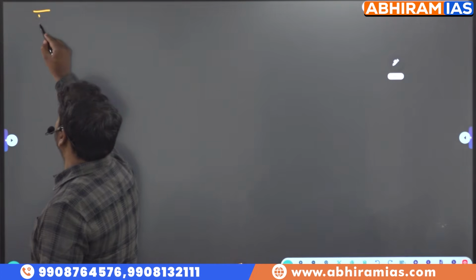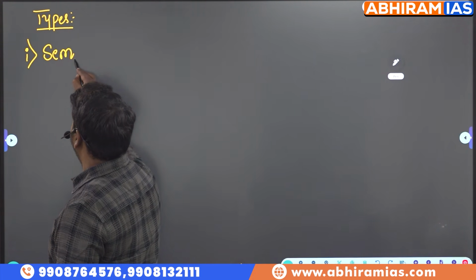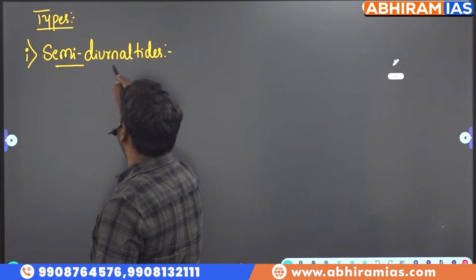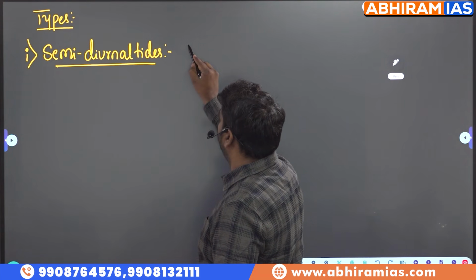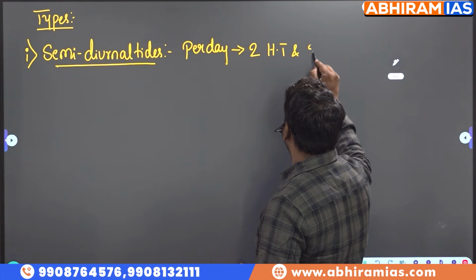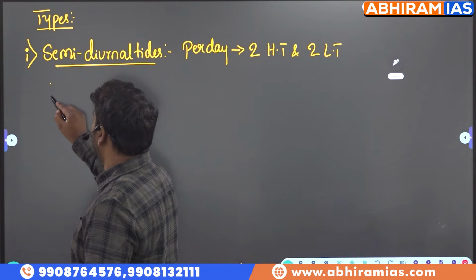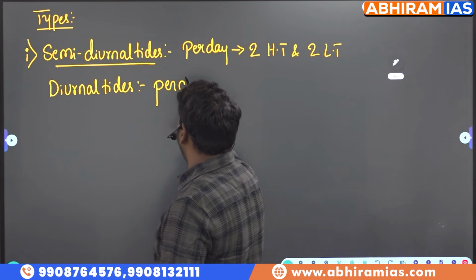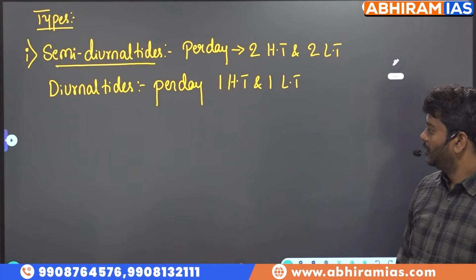Then we talk about types. Semi-diurnal tides. What is the meaning of semi-diurnal tides? Per day, if there are two high tides and two low tides, then it is called semi-diurnal. Diurnal tides: per day, one high tide and one low tide is called diurnal.